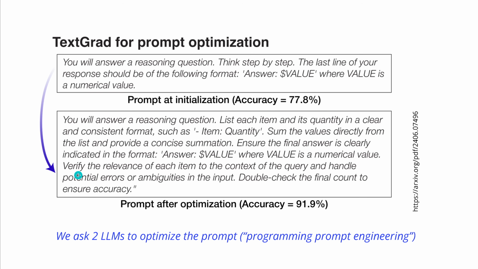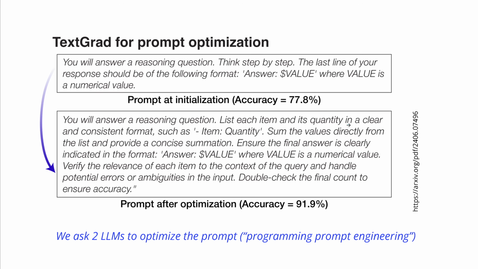Then you go on, verify the relevance of each item to the context of the query, and handle potential errors or ambiguities in the input. Finally, double check the final count to ensure accuracy. And with this particular prompt on the same GPT 3.5, you get now an accuracy of 92%.